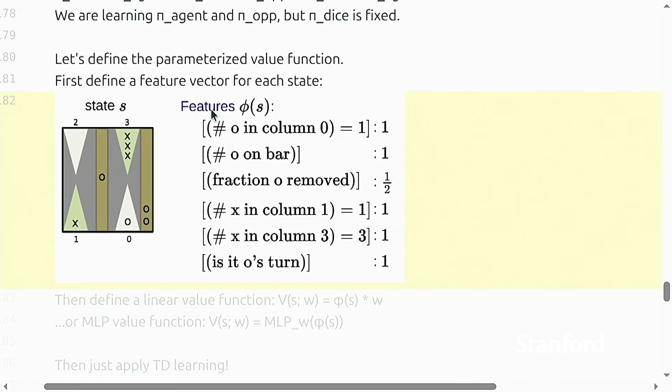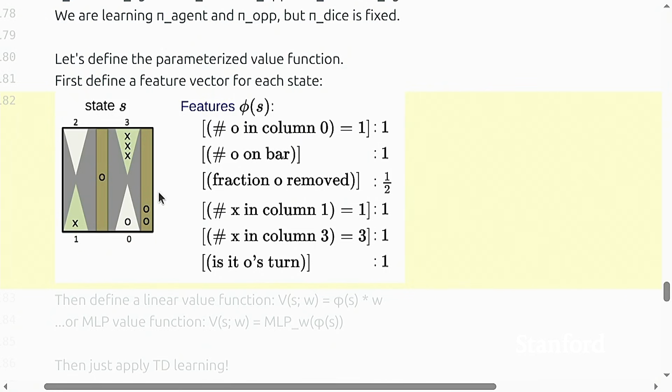Typically you can define a set of features that capture the state. For example, a feature might be the number of O's in column 0. Is that number equal to 1? That's true, so that's a 1. Number of O's on the bar, that's a 1. The fraction of O's that are removed, 2 out of 4, that's a half. Number of X's in column 1 equals 1. Number of X's in column 3 equals 3, that's a 1. And it's an O's turn, and it's 1 here. So every state of the board gets mapped into a feature vector.